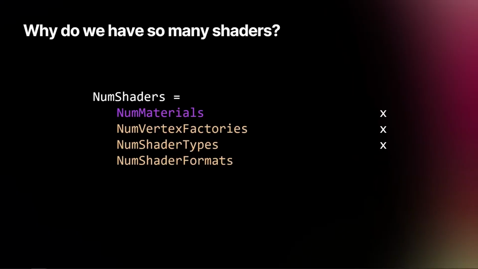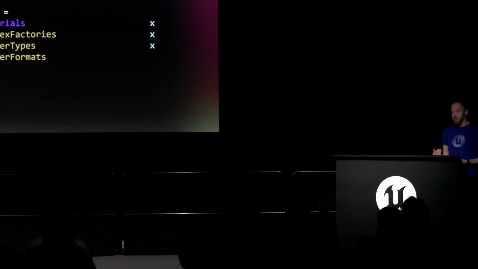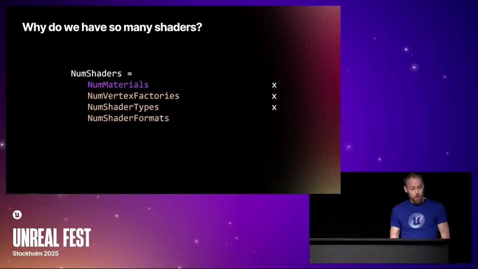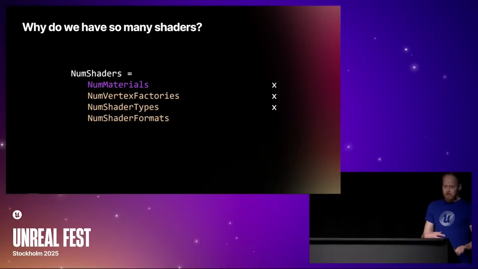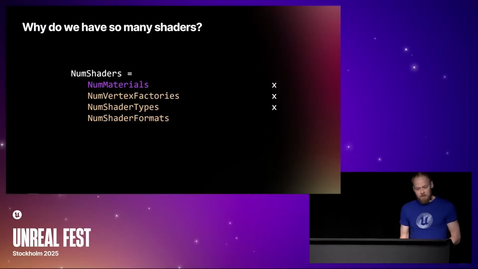So this top magenta term in the equation is content dependent essentially. Artists creating new materials or new material instances can add new shaders to a project, whereas all the orange terms are essentially in engineering's control. Rendering engineers adding new features are quite frequently adding new shader types to a project or new permutations of shader types. Less frequently they'll add new vertex factories. It's not quite as common.